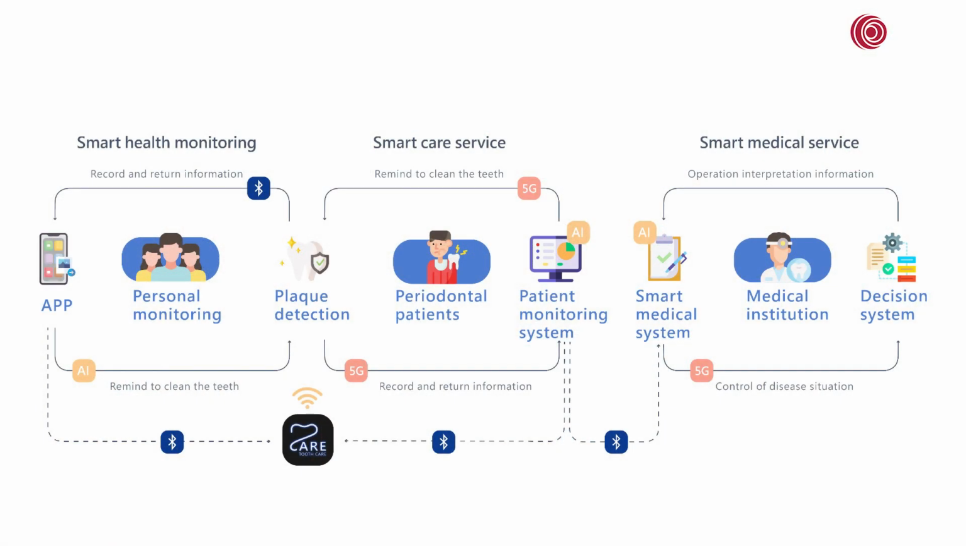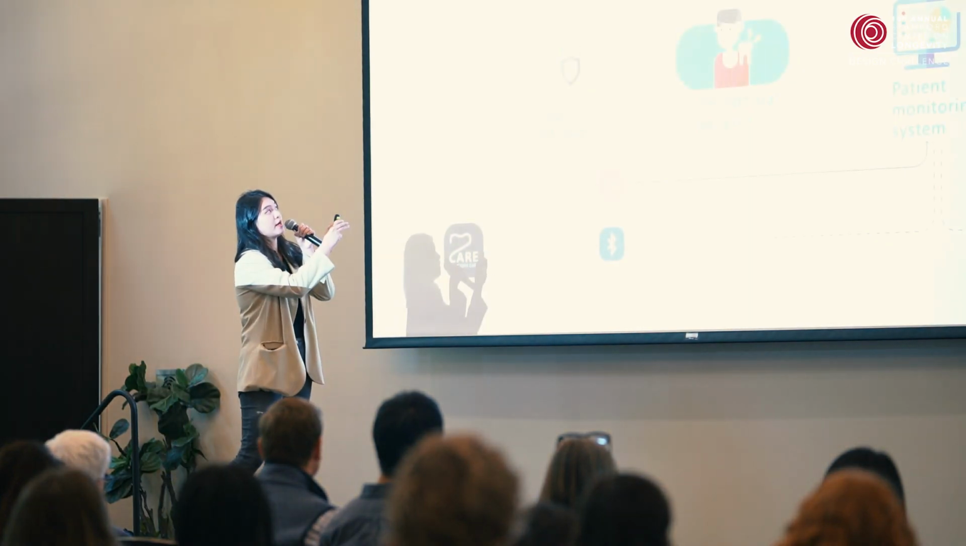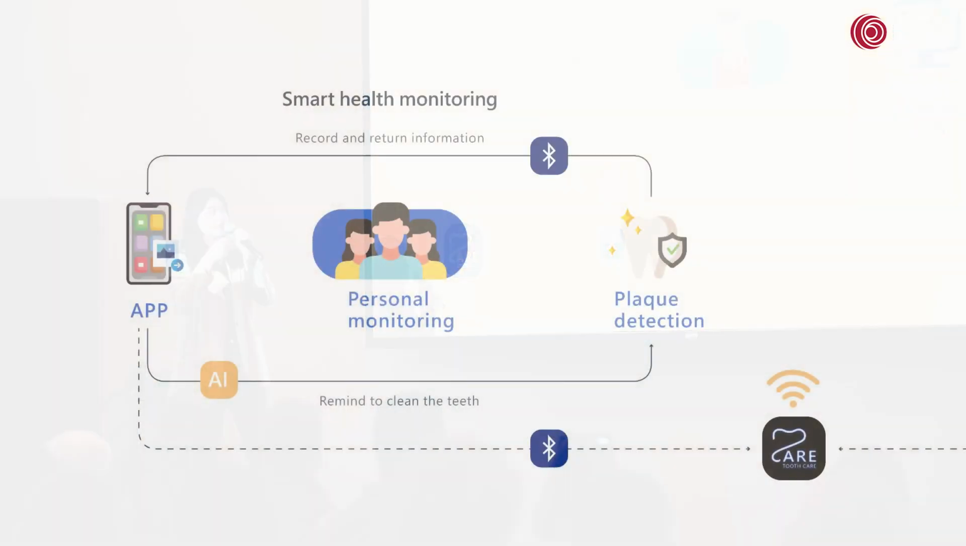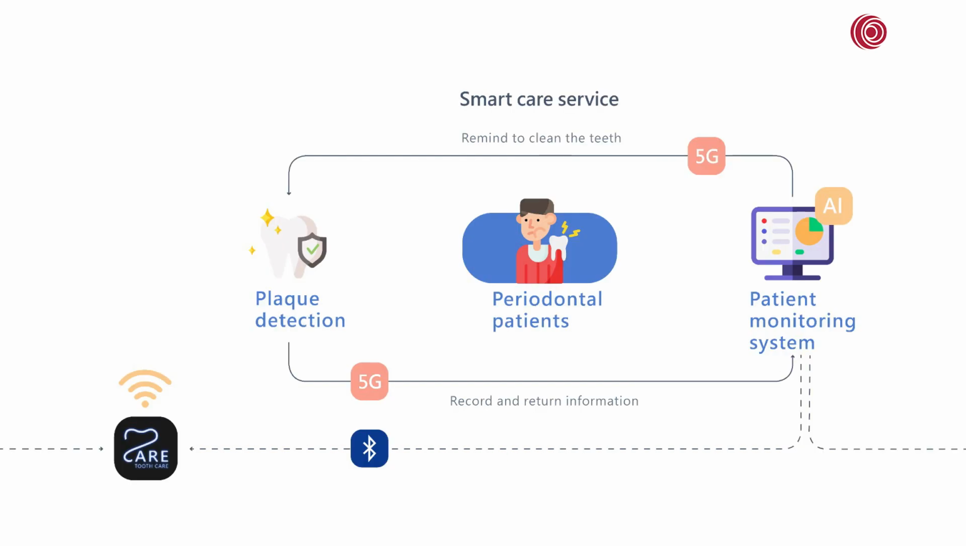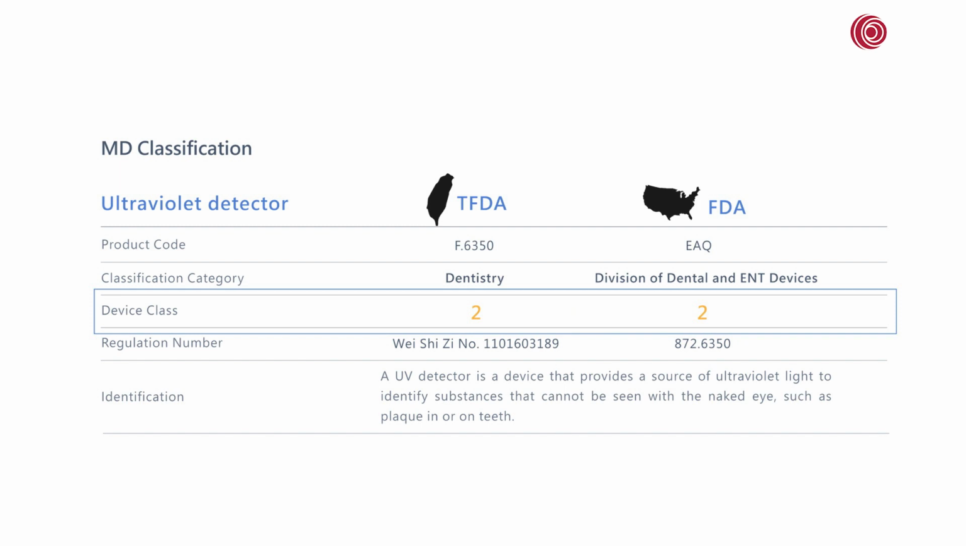These 3 are our service models. The first one, personal monitoring with a smart health monitor, can record and return information with Bluetooth and remind to clean the teeth with AI. The second one, periodontal patients with a smart care device, operates between the patient monitoring system with 5th generation. Third, medical institutions with a smart medical device and operation intervention information with 5th generation too.